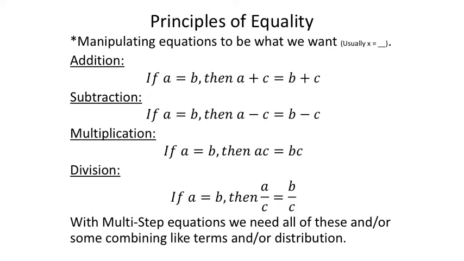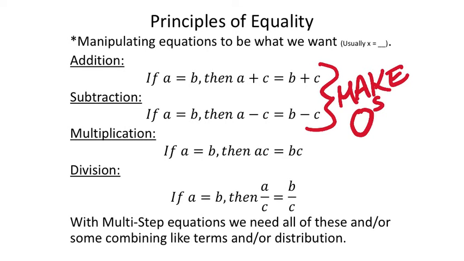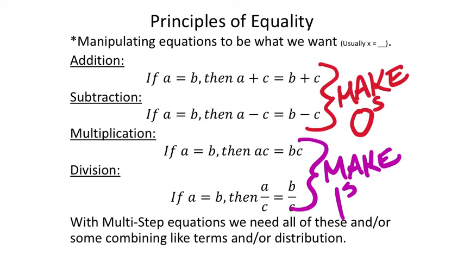So principles of equality, once again, we use our principles of equality. Addition and subtraction, that is to make 0, just like we saw in the bell work. We use these to make zeros. And that's just to isolate the x's. Once you get the x's isolated, then it's just a matter of either multiplying or dividing by the coefficient. So that's where we make ones with multiplication or division. But again, it's specifically meant to make the coefficient a 1.